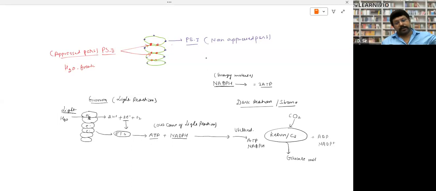And if you have any doubt, you can ask. The heading will be photosystem.